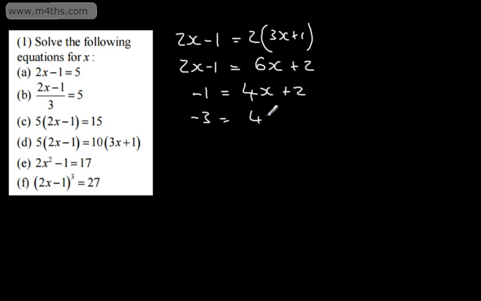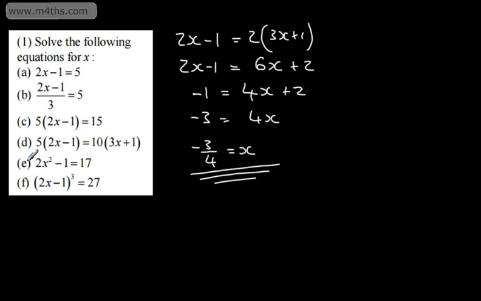Negative 3 is equal to 4x. I just want 1x, so I'm going to divide both sides of the equation by 4, and that gives me that x is equal to negative 3/4. Don't be concerned that that isn't an integer or a whole number. Often it won't be the case. We could of course check that. I'm pretty confident it works, but if you wanted to, you can substitute back in.